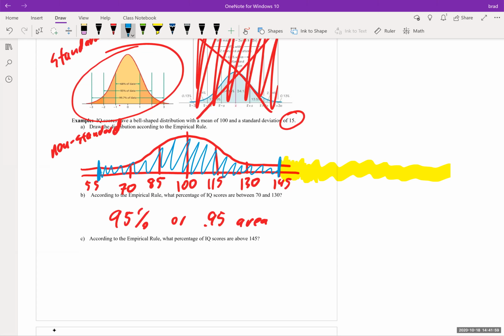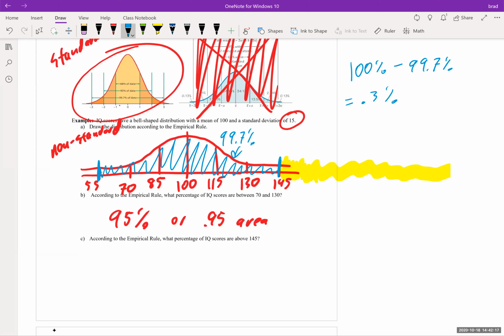Well, according to the empirical rule, 99.7% is in the middle, right? Is in between 3 standard deviations. Well, then what's left over? If I do 100% minus 99.7%, I end up with 0.3%, okay?